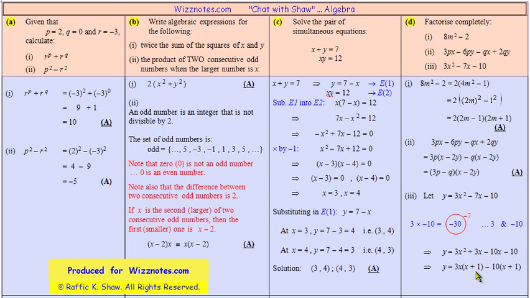So it's 3x times x plus 1 minus 10 times x plus 1. So it's just like saying 3x apples minus 10 apples equals 3x minus 10 apples. Right, so we end up with this: y equals 3x minus 10 apples, and apples we said is x plus 1. So that's our factorization. So that's the method of factorization.